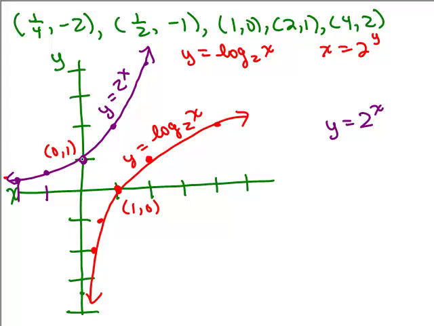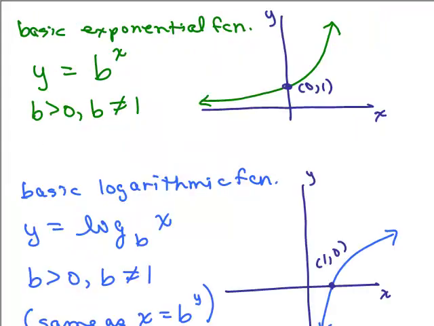Notice it goes through 0, 1, because when you put in 0 for x, any positive number to the 0 power is going to be 1. So that's why 0, 1 is on this. If we look at the other graph of the logarithmic function, that's the same thing as x equals 2 to the y. So when you put in 0 for y, you'll get 1 for x, and that's why 1, 0 is on this function. So let's analyze these two.